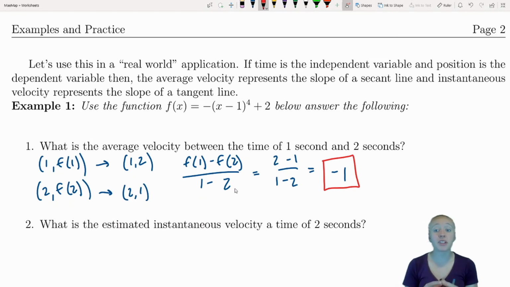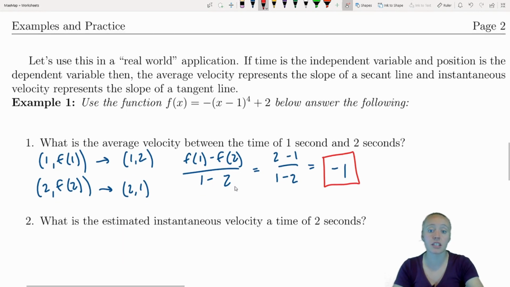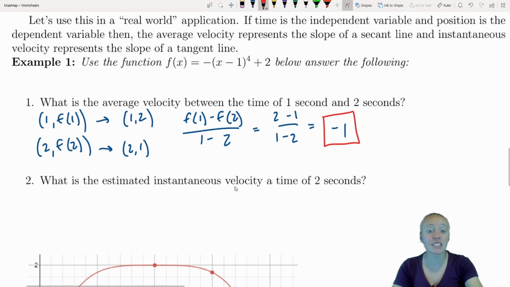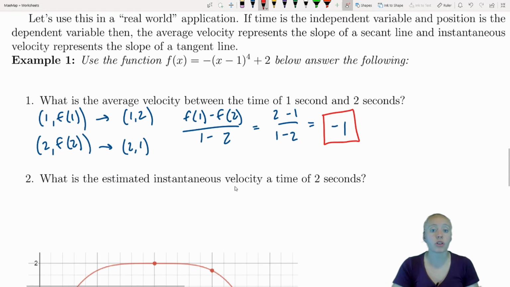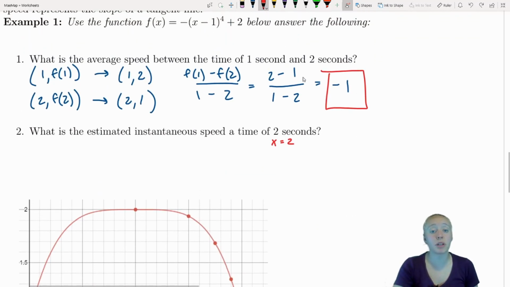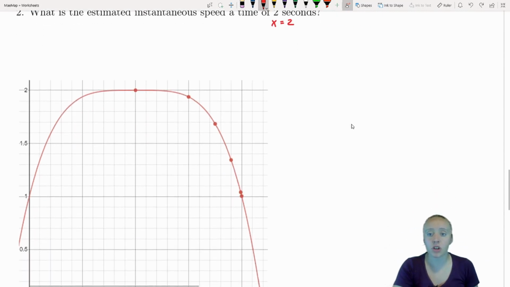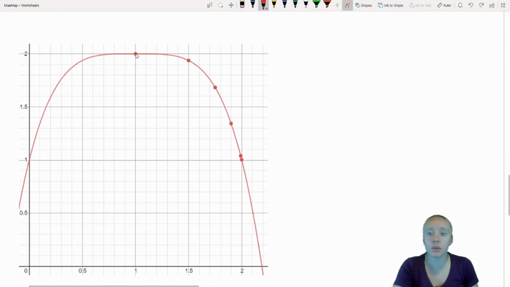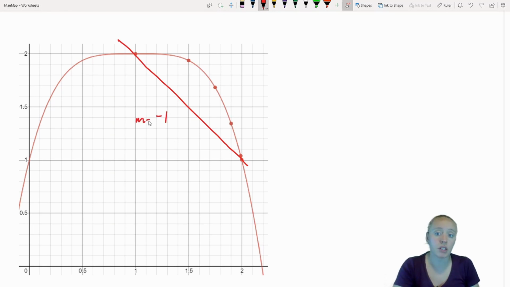Now, the fun part is figuring out that instantaneous velocity. And we're finding the instantaneous velocity at the time of 2 seconds. So that's when x is equal to 2, we're going to find the slope of that tangent line. We know that the secant line between 1 and 2 had a slope of negative 1. So if you could see my point (1, 2) here and my point (2, 1), if I was to connect those to form a secant line, that slope is negative 1. However, I want to know the slope when I have my tangent line at the point 2. So that's actually a steeper negative slope.